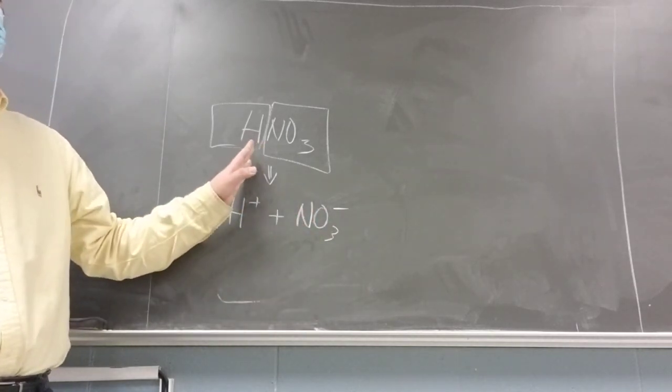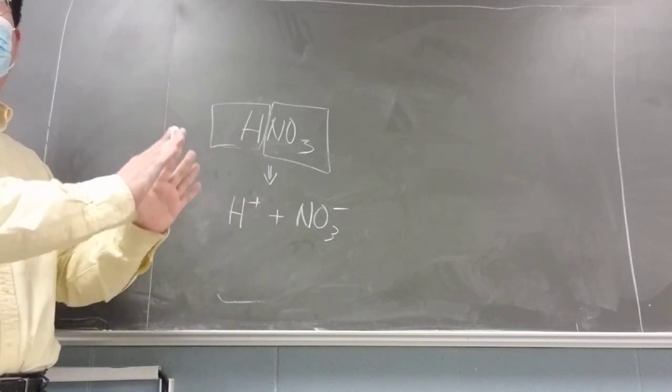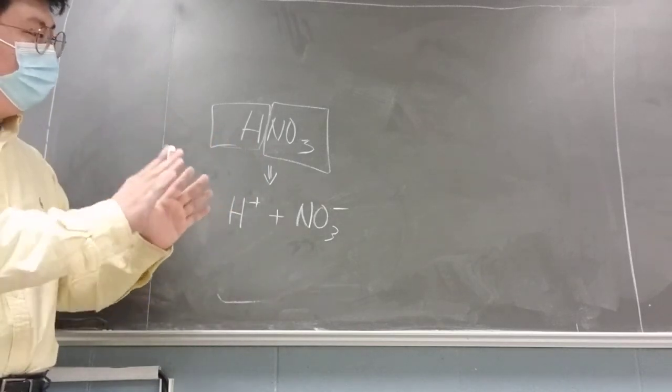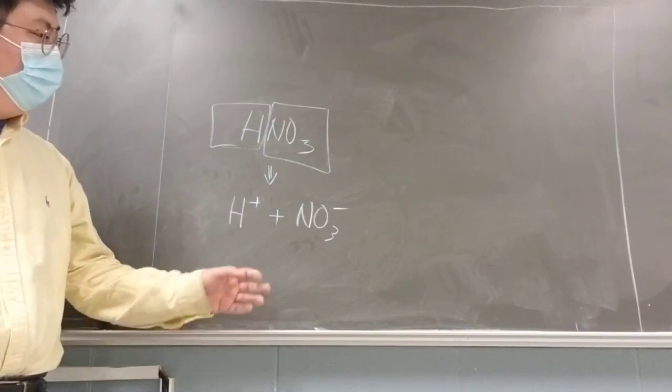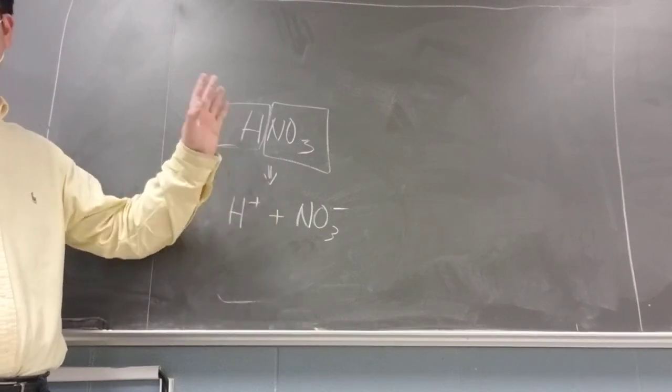And then I'm going to talk about how you're going to name this one. I think this might be the most tricky part of the nomenclature, but we'll cover this one later. The answer is nitric acid, but I'll tell you why.